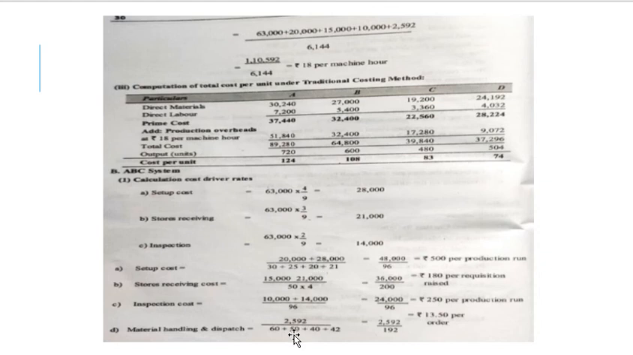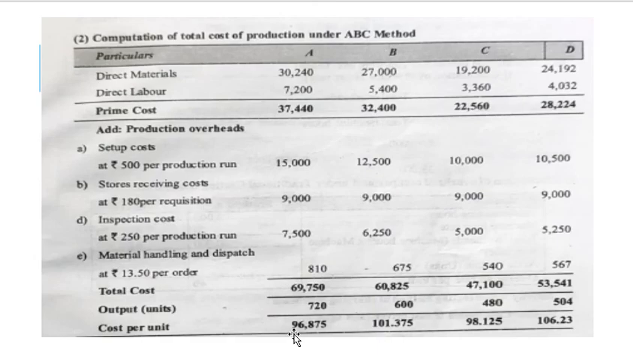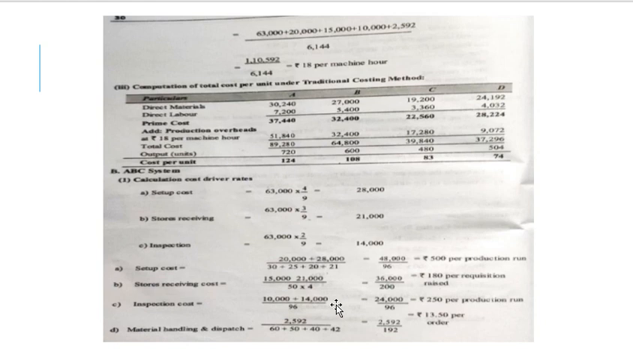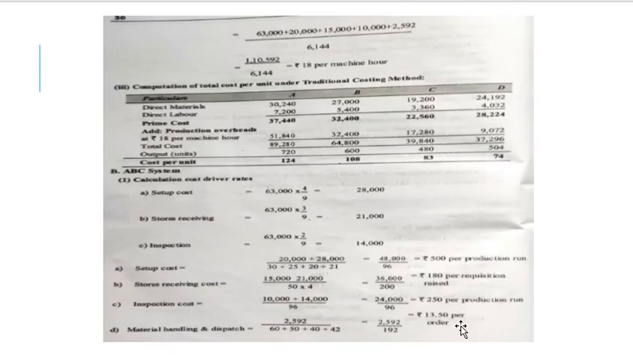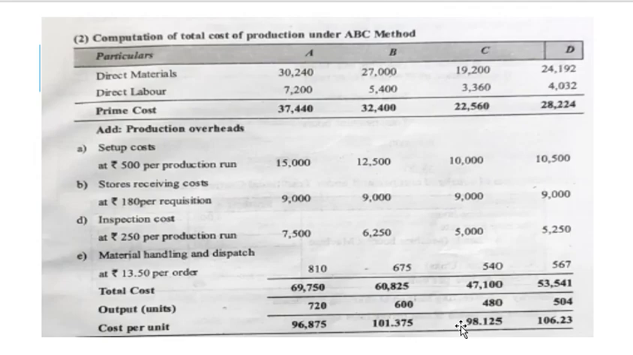Next, 50 into 13.50 will give you 675. Next we have 40 into 13.50, which will give you 540. Then we have 42 into 13.50, which will give you 567. So this is your total production overhead.